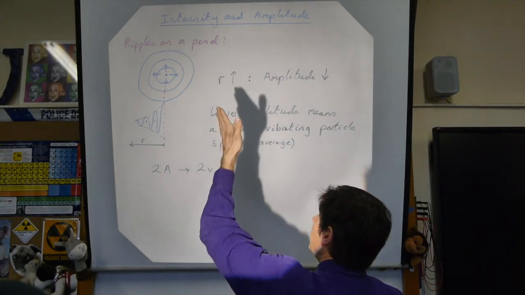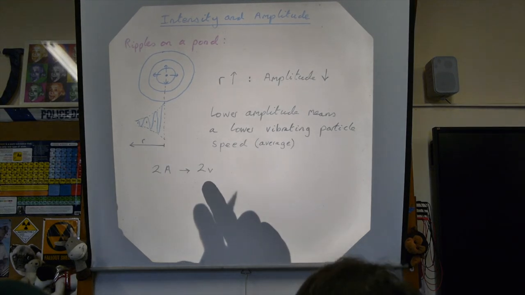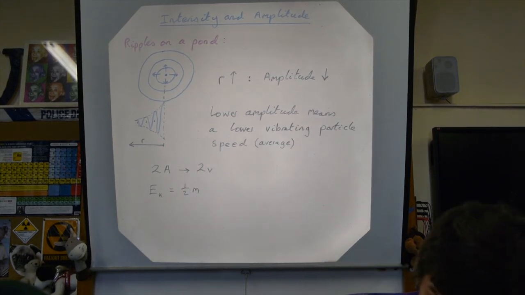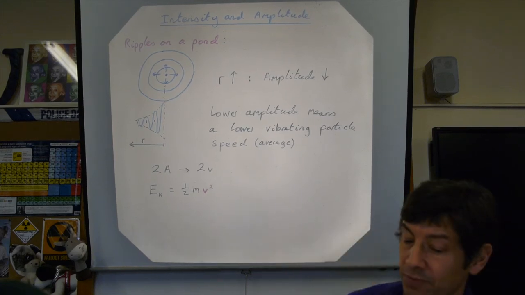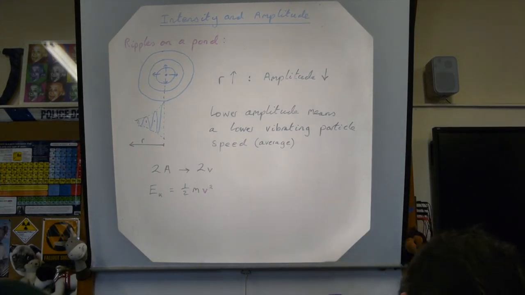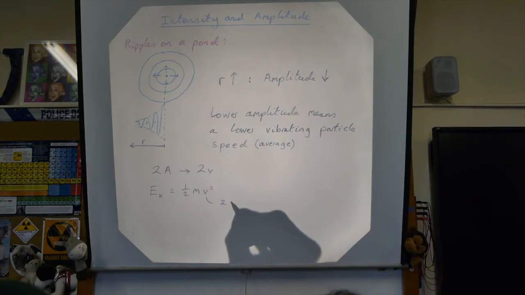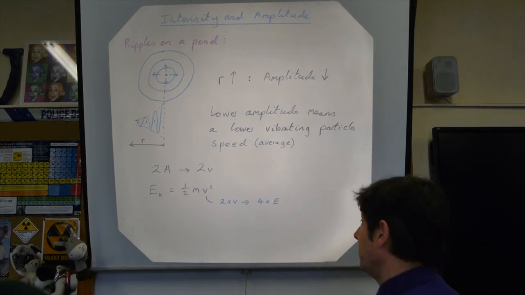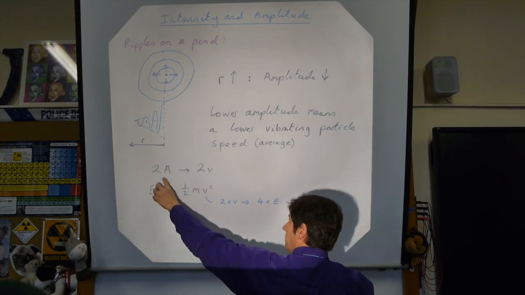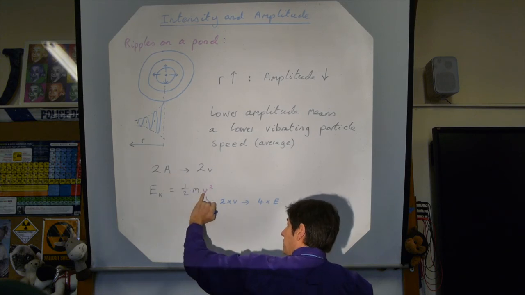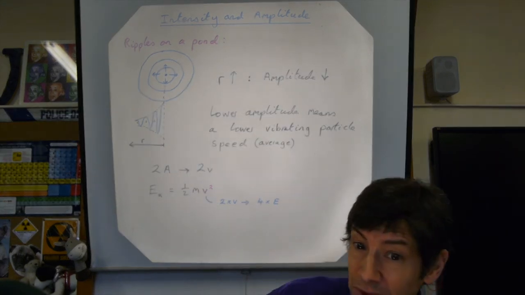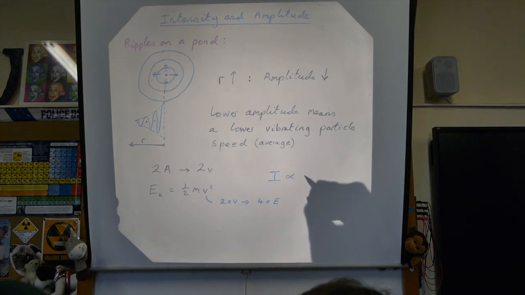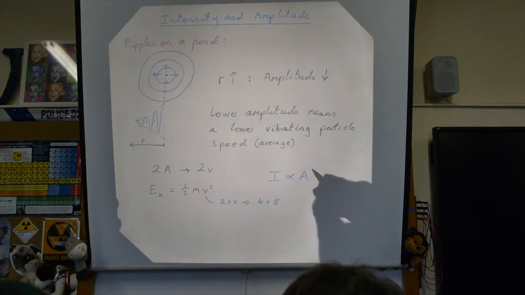But intensity relates to energy. Now, these particles have got kinetic energy. So kinetic energy, if I can write it E sub k, is equal to a half m, and here's the important bit, v squared. So if we increase v, so 2 times v, that's going to give us 4 times the kinetic energy, because the kinetic energy scales with the velocity squared. So double the amplitude, you're doubling the velocity. Double the amplitude, double the velocity, 4 times the kinetic energy. So what we notice here, therefore, is that the intensity, which relates to energy, is proportional to the velocity squared, or more correctly, should we say, the amplitude squared.